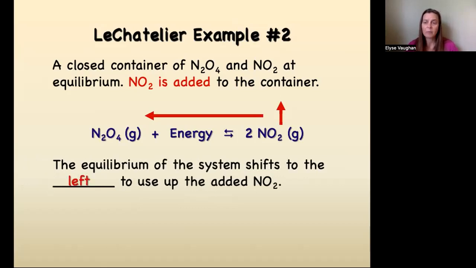So we can look at this from a more conceptual perspective of whatever we add, we have to shift to use it up. We can look at it from a mathematical perspective, thinking about that equilibrium constant, whichever way makes more sense to you. So remember, whatever we add, the system is going to shift away from that side of the reaction in order to use up the added compound or added energy.